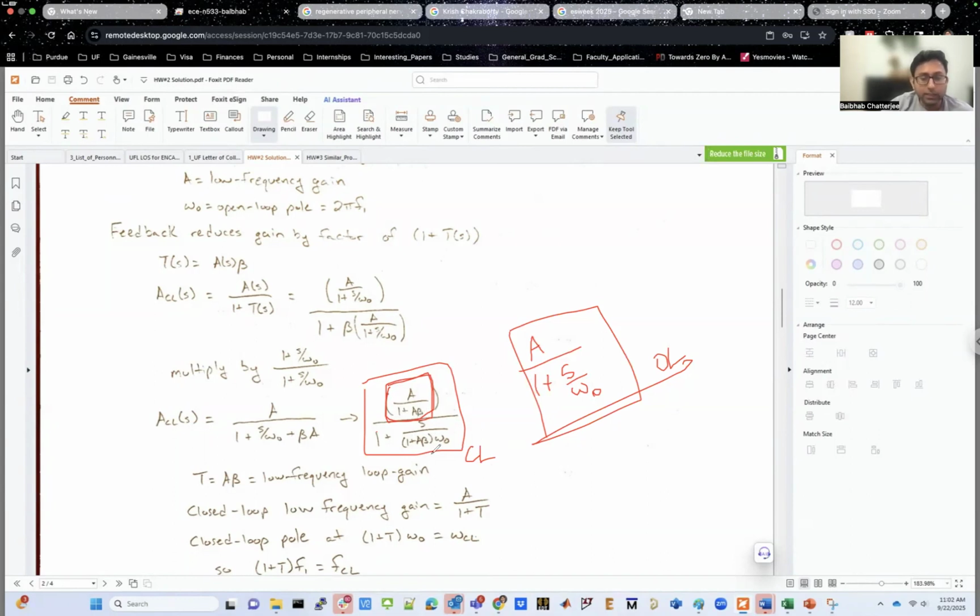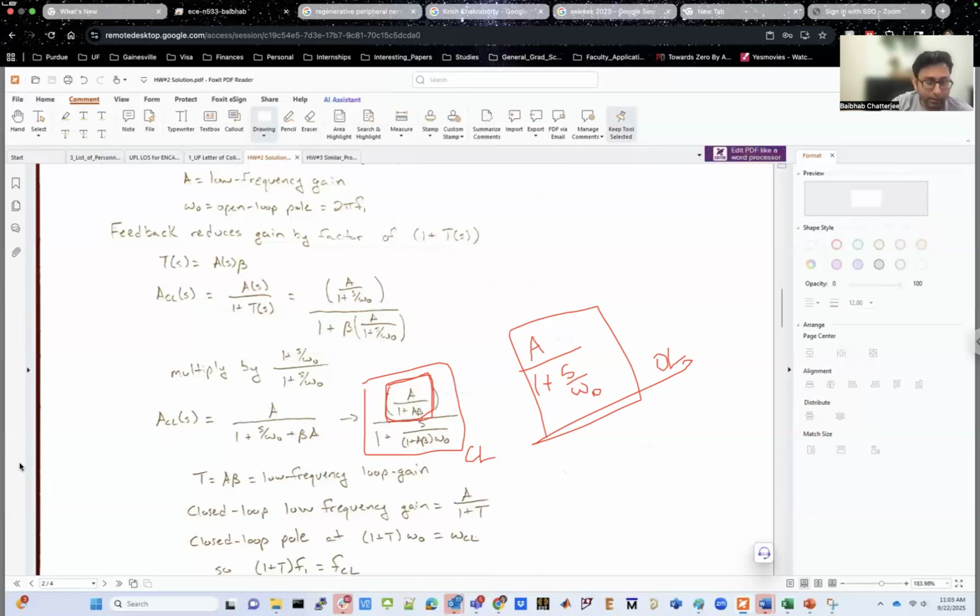So interestingly, you see what has happened is that your gain has reduced by a factor of 1 plus a beta, but your bandwidth, which was omega naught earlier, has now increased by the same factor, 1 plus a beta. And this is something we already established in the class, that your gain bandwidth product remains constant. So if your gain reduces by a factor of 10, your bandwidth increases by a factor of 10 and vice versa. So if your gain reduces by a factor of 1 plus a beta, your bandwidth increases by a factor of 1 plus a beta.